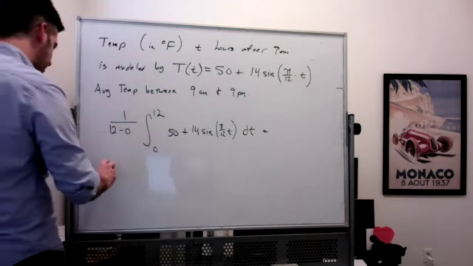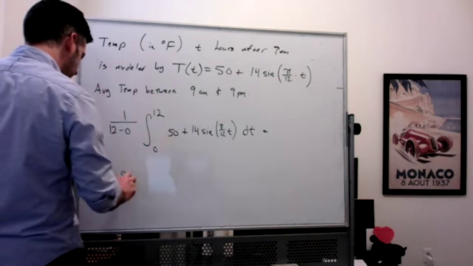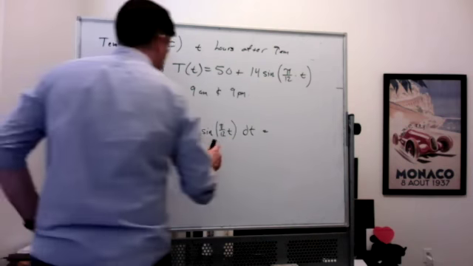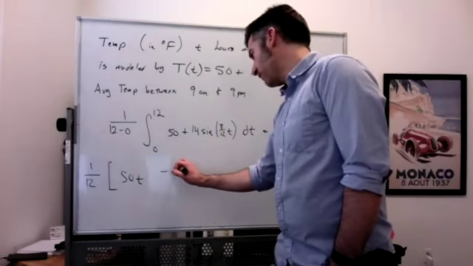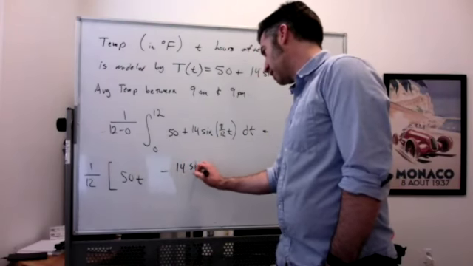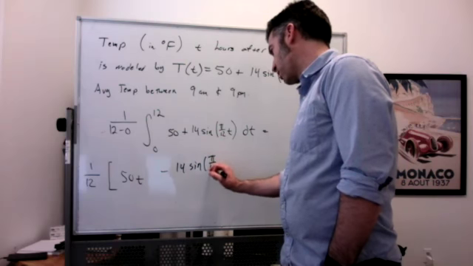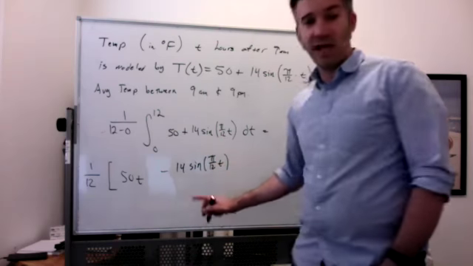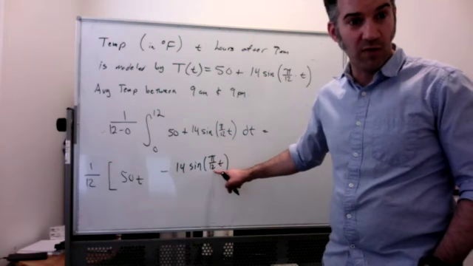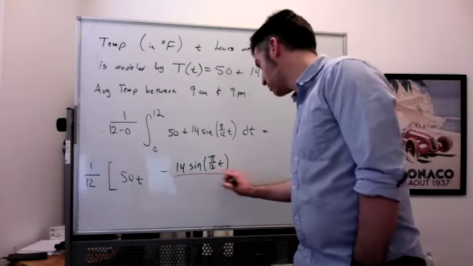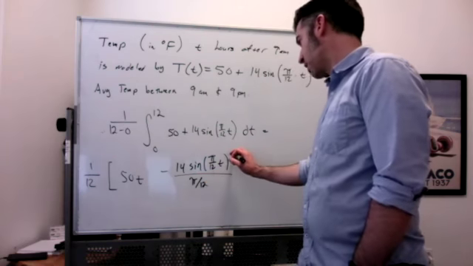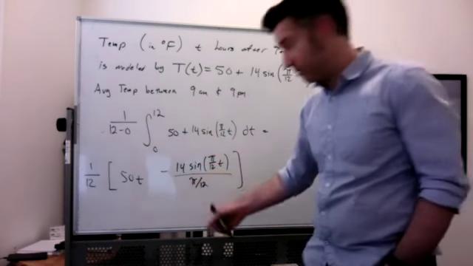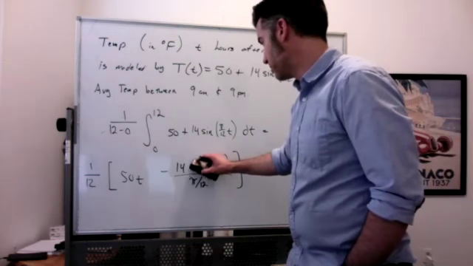So if we integrate this, we get 50t. The integral of sine is negative cosine. So we're going to get negative 14 cosine of pi over 12 t. And then we're going to have to divide that by pi over 12. Sorry, I said cosine, I wrote sine. Apologies.